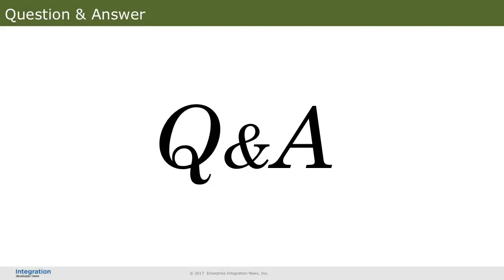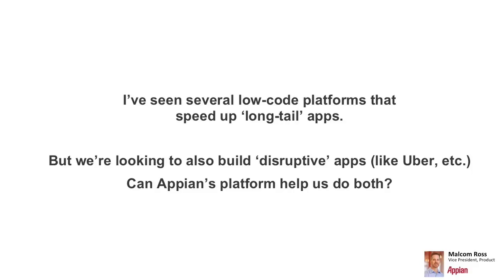The first question, you probably get this a lot with respect to some of the different types of persona or the different types of apps that people want to build. And let me just throw out the question this way, and maybe it'll kick off a conversation. It reads, I've seen several low-code types of app platforms that speed up how to deliver tactical or long-tail app requests, but we're looking to explore technologies to help us build the big disruptive apps like Uber and Netflix. Can Appian help us do both types, and how do we do the more exciting disruptive apps?